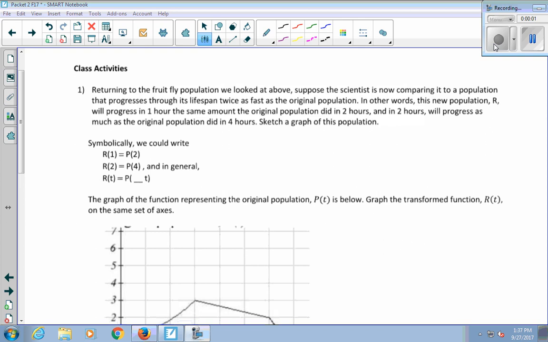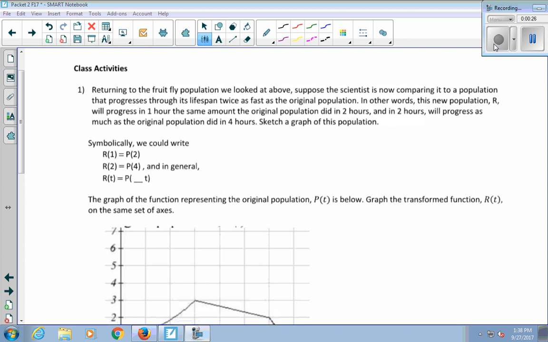Here we are at the class activities for lesson 15 of Math 107 College Algebra. We're returning to that same fruit fly problem that we just worked on in the demo. Suppose that the scientist is now comparing the original population P to a population that progresses through its lifespan twice as fast as the original population.